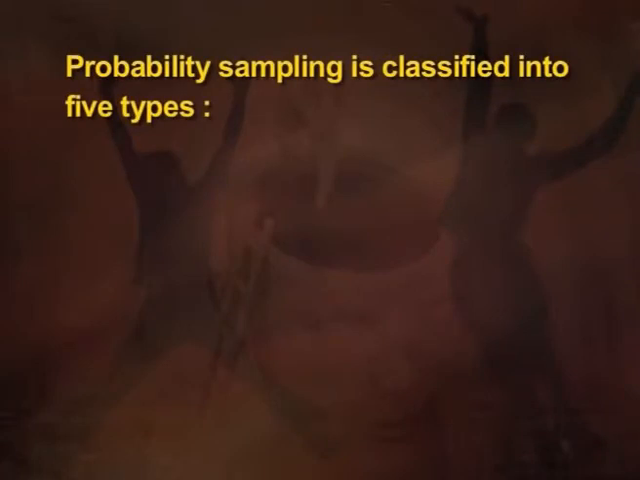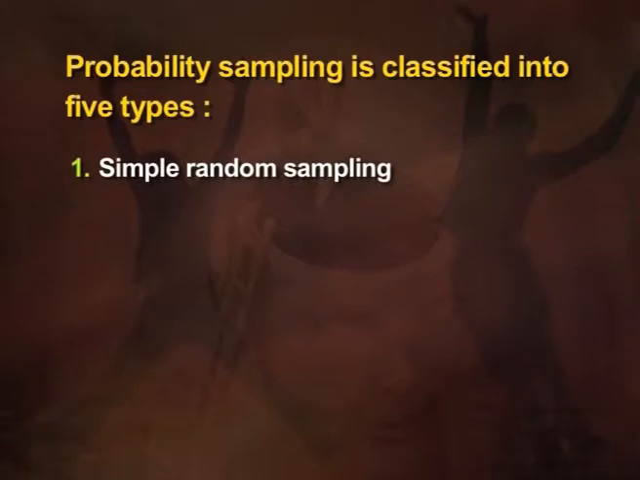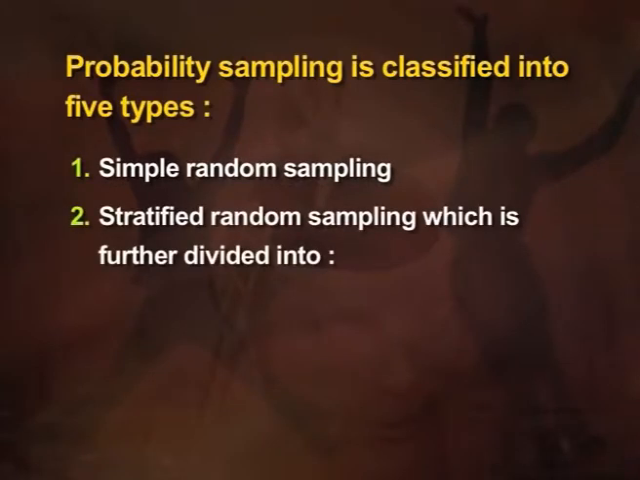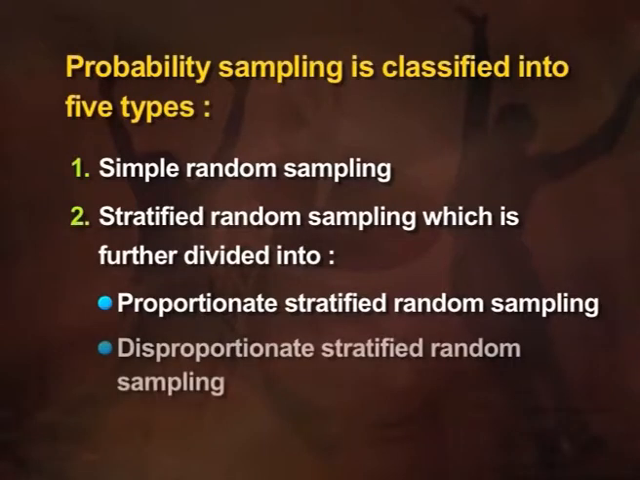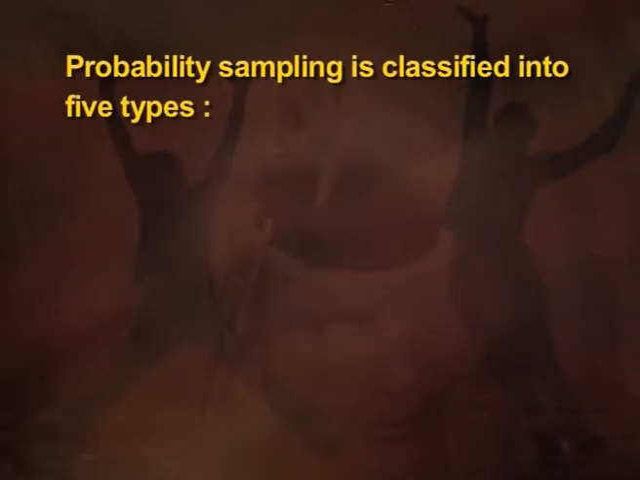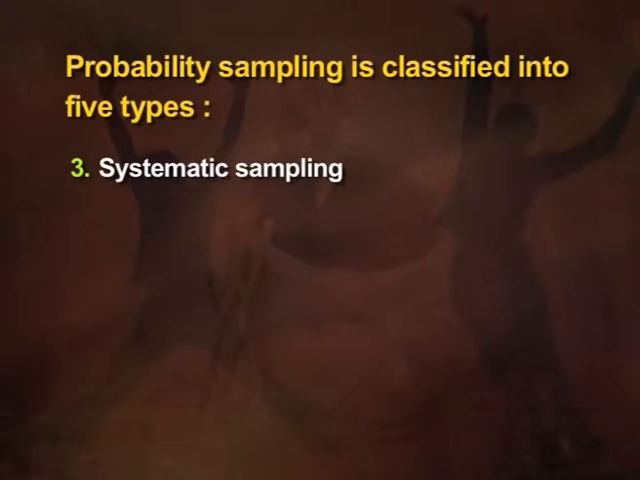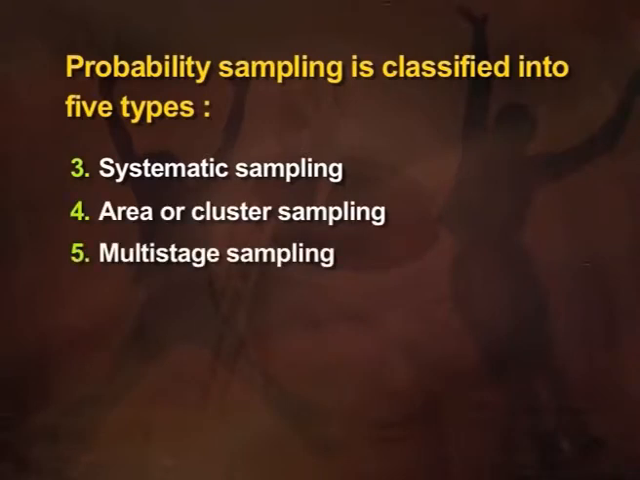Probability sampling is classified into 5 types. First is the simple random sampling. Next, you have the stratified random sampling, which is further divided into proportionate stratified random sampling and disproportionate stratified random sampling. The third technique is systematic sampling, followed by area or cluster sampling, and finally there is the multistage sampling.